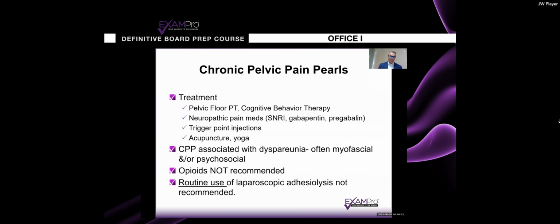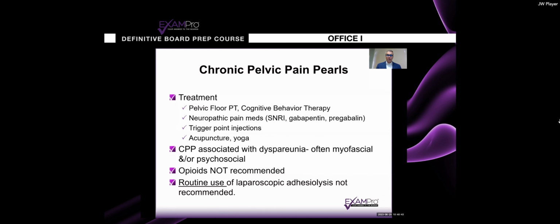All right, so a couple of other chronic pelvic pain pearls. There are a number of different treatments that can be utilized depending upon what your presumptive diagnosis is. I think many of you are using pelvic floor physical therapy as well as cognitive behavioral therapy for these patients.